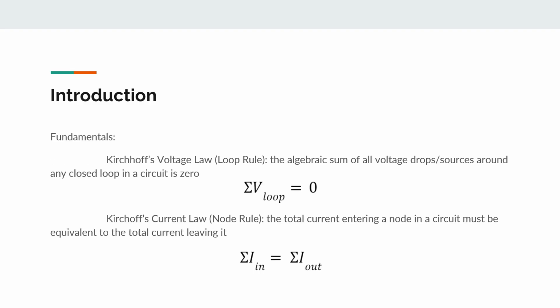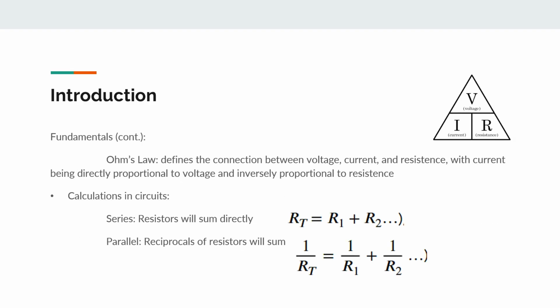Some fundamentals include the loop rule, the algebraic sum of all voltage drops in sources around any closed loop in a circuit equaling zero, and the node rule, where the total current entering a node in a circuit must be equivalent to the total current leaving it. Additionally, we have Ohm's law that defines the connection between voltage, current, and resistance, with current being directly proportional to voltage and inversely proportional to resistance.